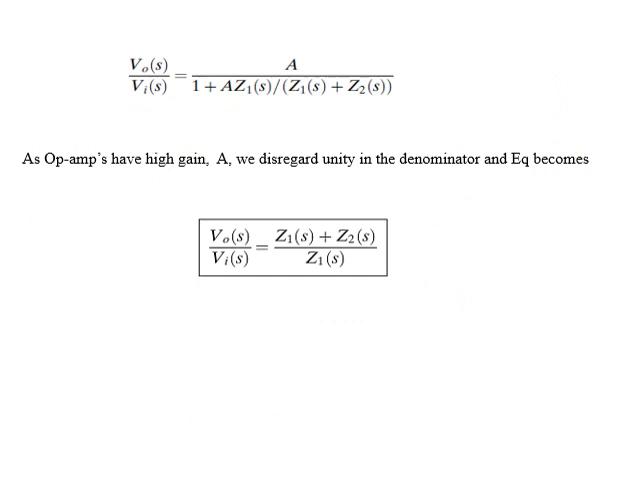Students, now we have obtained a relation for V0 over Vi of S, but as we know, the gain of the op-amp is quite high and is ideally equal to infinity. So the 1 present in the denominator term is quite negligible compared to the gain of the op-amp. So we'll neglect it and obtain our desired transfer function, which is Z1 of S plus Z2 of S over Z1 of S.